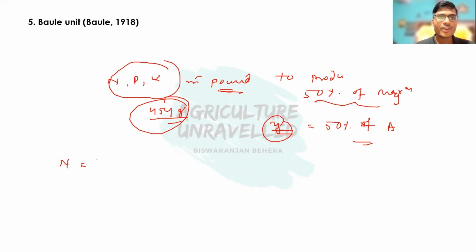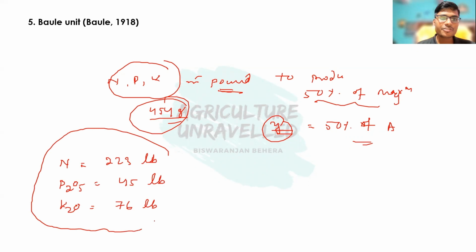So Boule unit for N is 223 pound, whereas for P2O5 phosphorus it is 45 pound, and for K2O, means potassic fertilizer, it is 76 pound. Okay, this is very, very important in examinations. Many times it can be asked, like, what is the Boule value of nitrogen, phosphorus, and potassium? And remember this thing, the Boule unit of nitrogen is equivalent to phosphorus and it is equivalent to potassium.